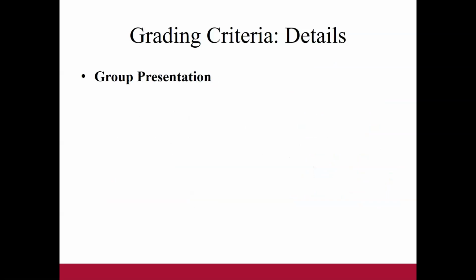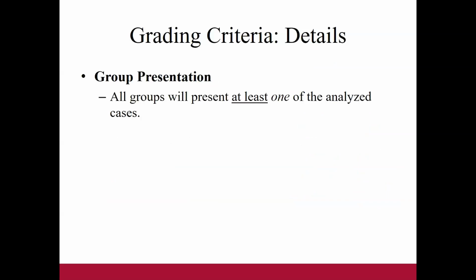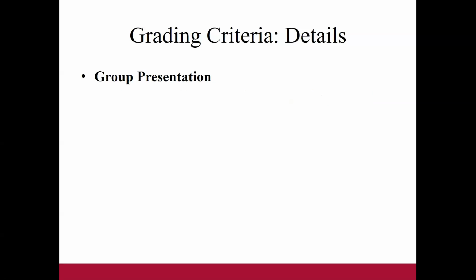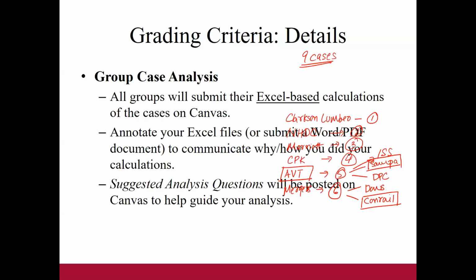So that's group case analysis. And then finally, there will be group presentations. There are going to be 8 groups, and there are 7 cases that you will be analyzing. 1 case will be analyzed by 2 groups. So basically, each group gets 1 case to present, but 1 case will be allocated to 2 groups, and that case happens to be the ISS-AS case.